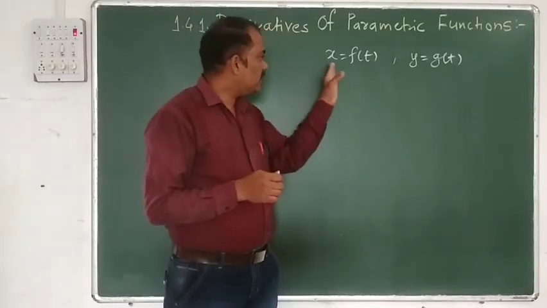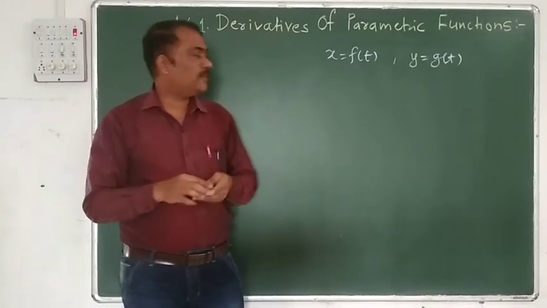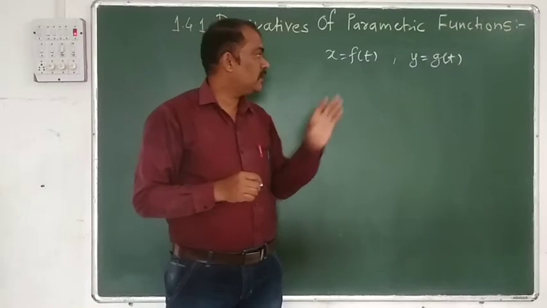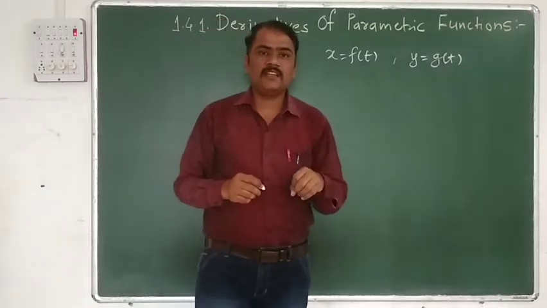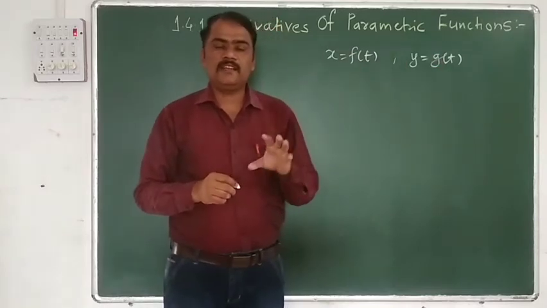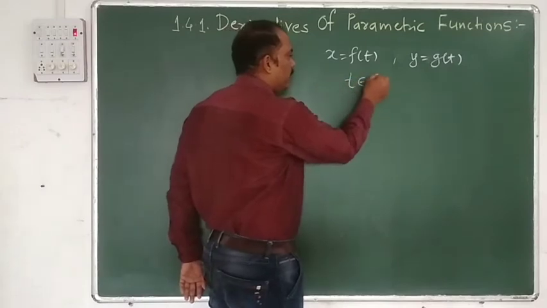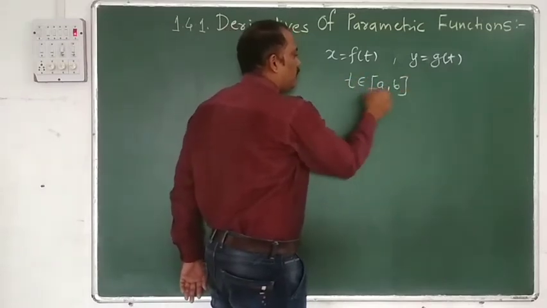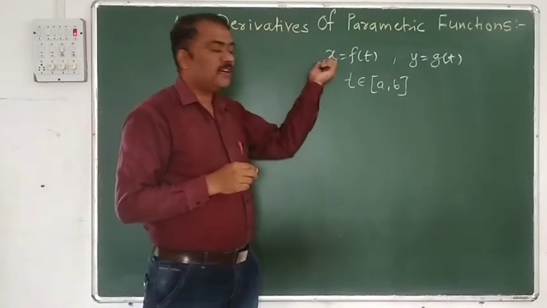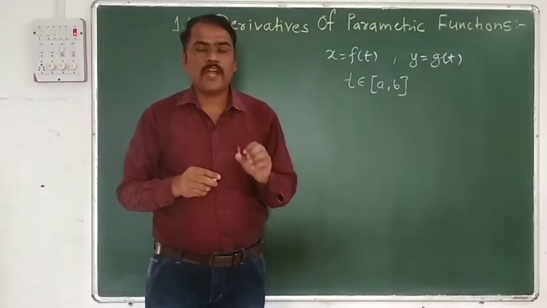Okay. Now x is equal to f of t, y is equal to g of t. Then there is a functional relation between the two variables x and y, and that functional relation is maintained by the variable t, and the value of that t belongs to the closed interval a to b. If we take any value of t from this closed interval a to b, we get the corresponding value of x. Also, we get the corresponding value of y.